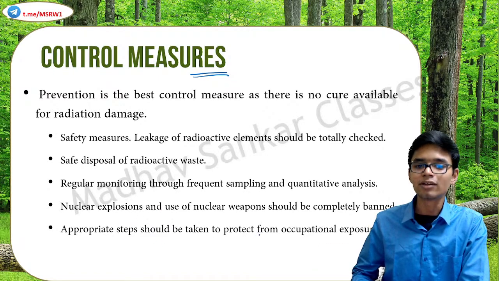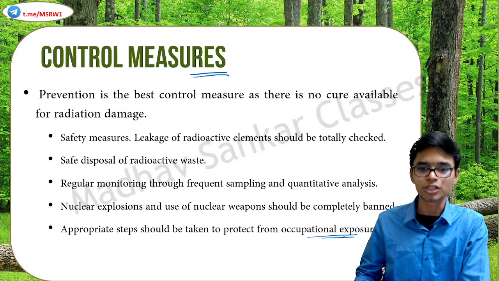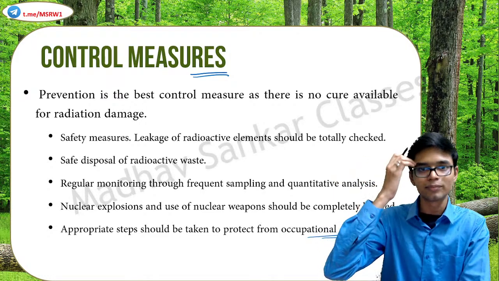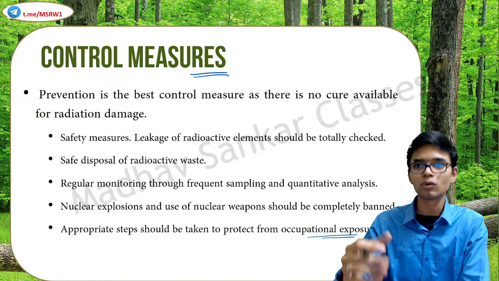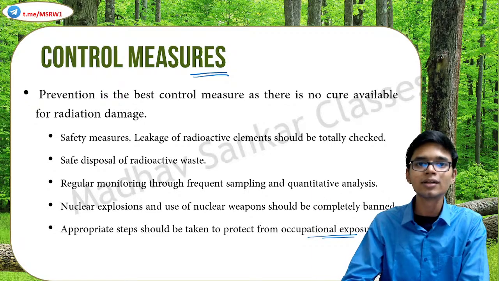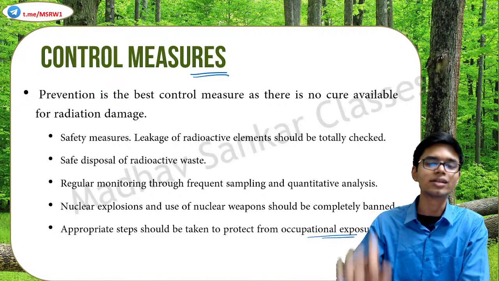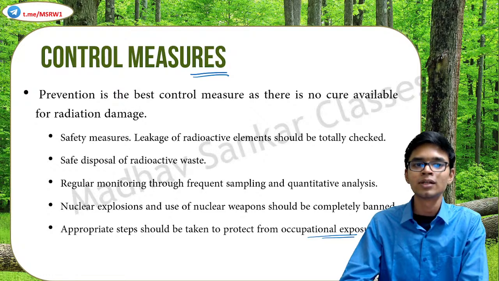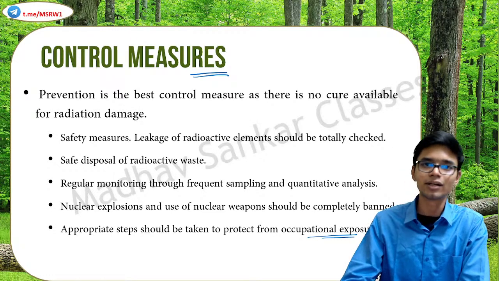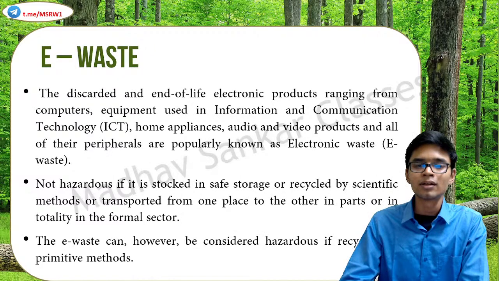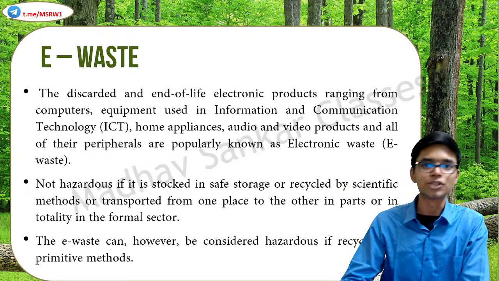Appropriate steps should be taken to protect against occupational exposure. In various cases, people work in different places. There are people who work in nuclear power plants, for example. So they have a higher risk associated with their occupation. So make sure that they have adequate protection facilities just in case something goes wrong. So these are the control measures. Nothing more to study. Everything can be written with pure logic. This is about radiation pollution.